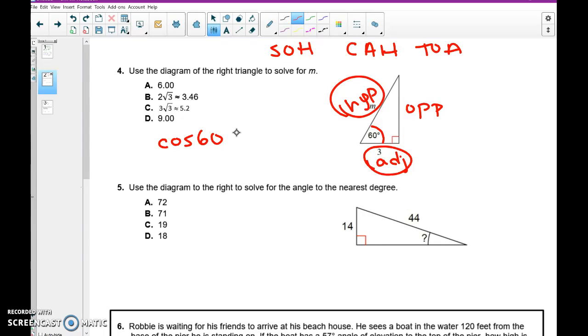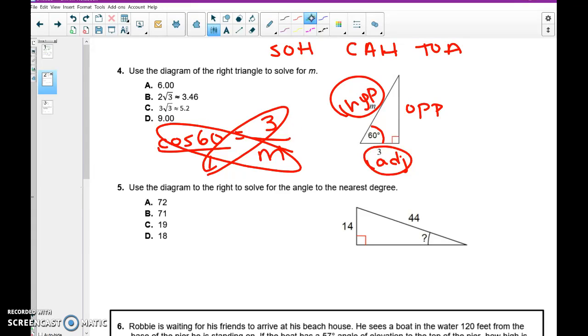So angle always goes next to the trig, so it's cosine of 60, and it equals adjacent over hypotenuse. So the adjacent side is 3, the hypotenuse is m. So this is the start to your whole equation, so make sure you actually set that up correctly. You know you're using regular trig, not inverse, because you're solving for a side. So that means I've got to put this over 1, and then we're going to be cross multiplying.